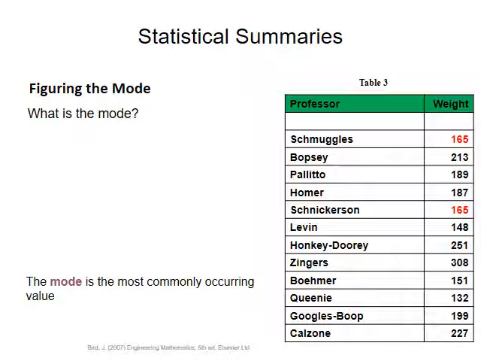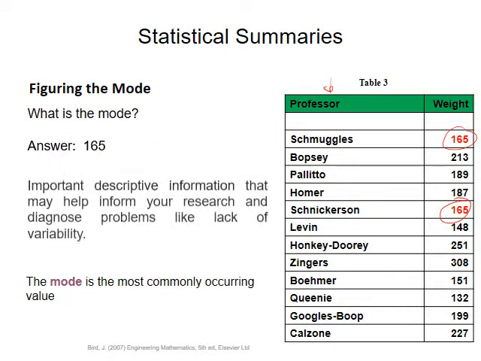Example of the mode, the same example for the professors, as you can see here. We will look at which data sample is repeated frequently. We can see 165 appears here and here, repeated twice, so we say the mode of this data is 165, as you can see here.